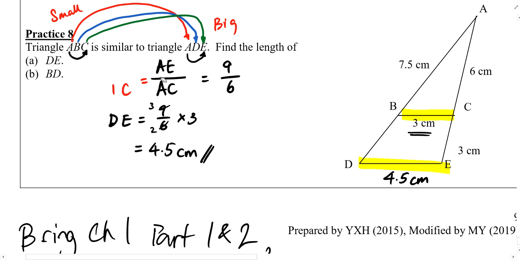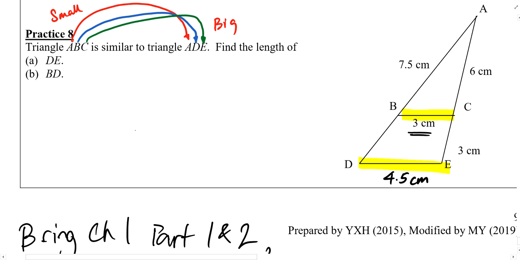Now for part B. BD. BD is over here. Who needs help for this? BD. The answer is 3.75 cm. Anybody needs help? Okay. Is BD a side of a triangle? Does it belong to a side of a triangle? No, it doesn't. But it is part of a triangle, isn't it? It's part of the bigger or smaller triangle? It's part of the bigger triangle.